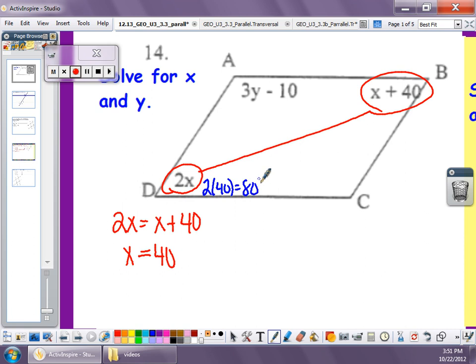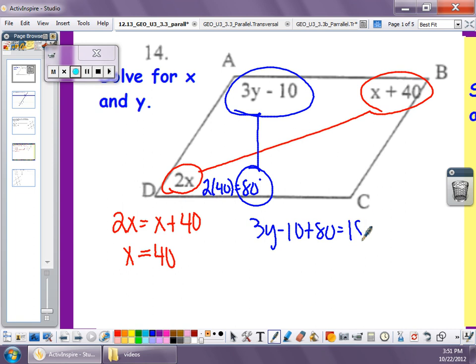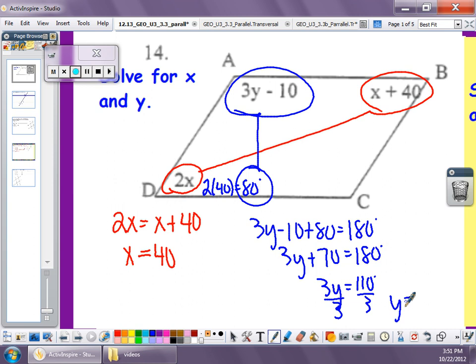This angle is 83. Now I also learned that consecutive angles are supplementary. What does supplementary mean? That I can add them together, set them equal to 180 degrees, and solve. Now I don't need to do all of this for you. Subtract the 70 and divide by 3. Y is equal to 110 over 3.